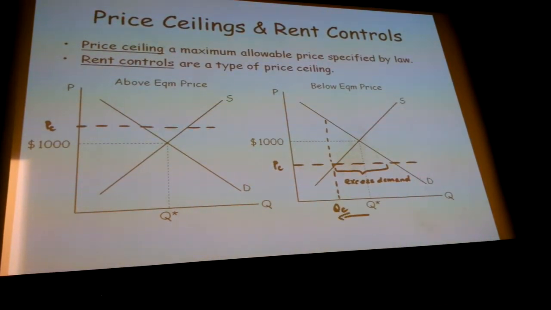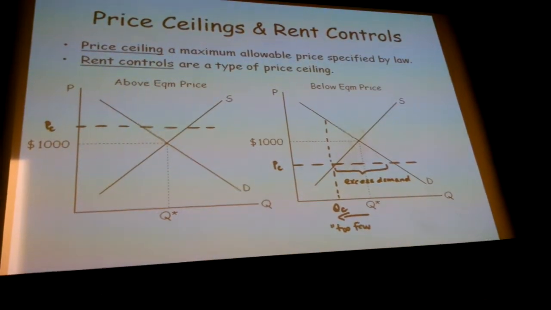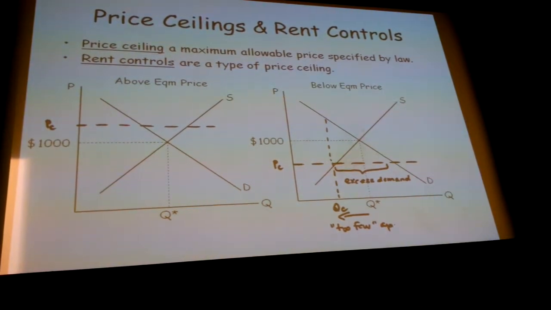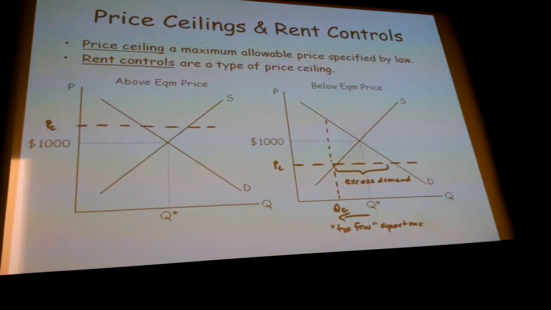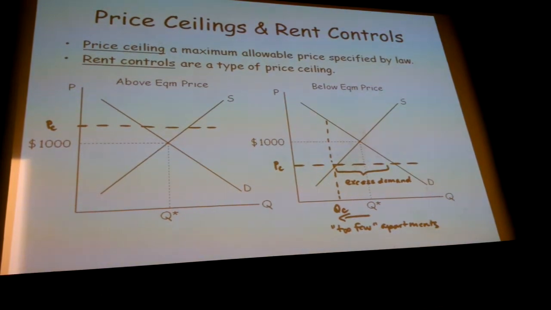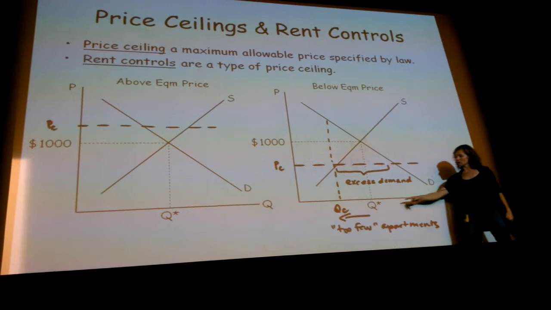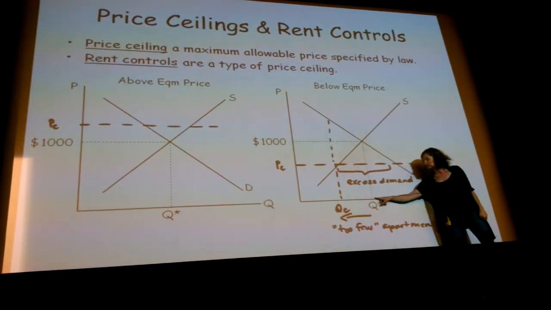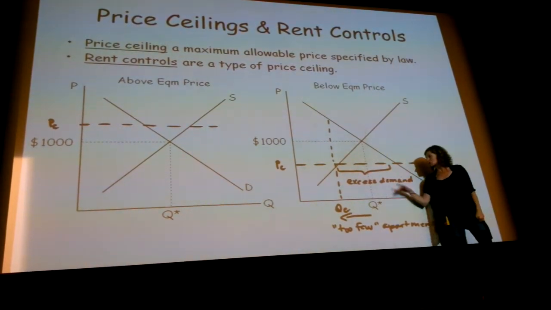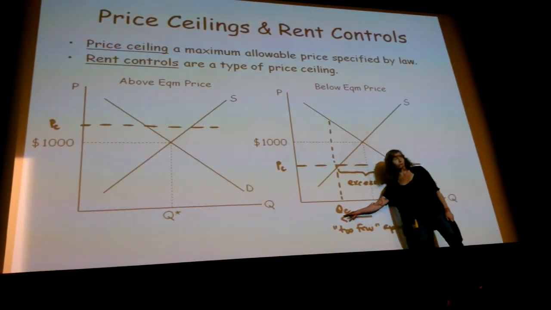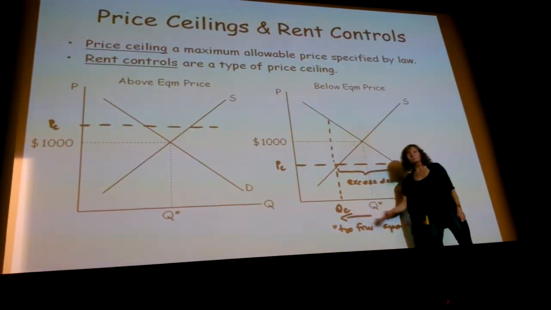So that's what I mean when I'm about to write too little, or too few, apartments. And again, I put too few in quotes here because what I mean is that there are too few relative to the efficient amount. All right, if this market is efficient initially, then we're going to get some inefficiency in this market because of this price ceiling.